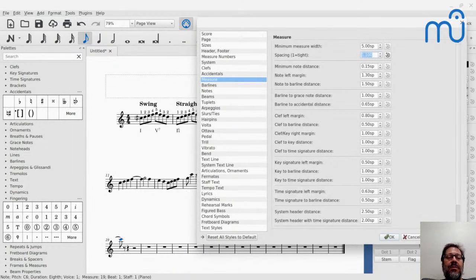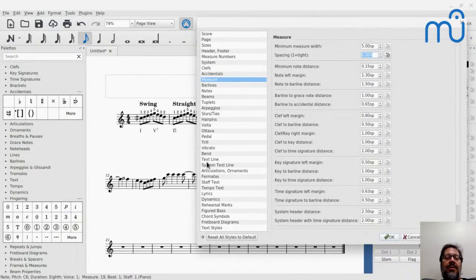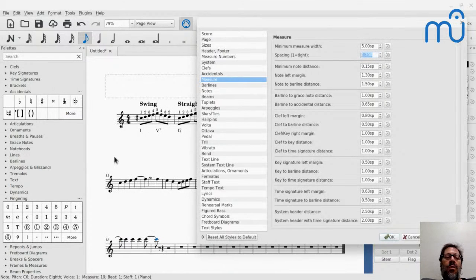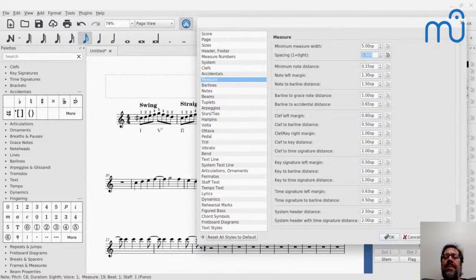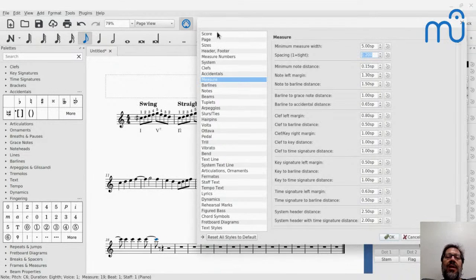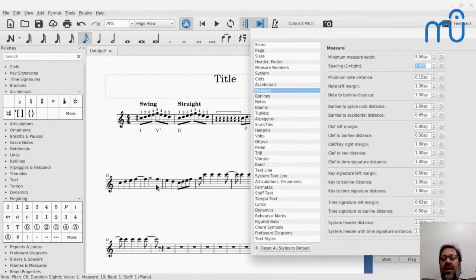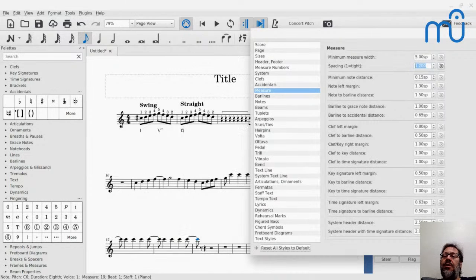If I lower this, you'll see everything suddenly gets closer together. Lower it even more, it gets closer together still. Everything gets really, really tight. So the default 1.2 is just a factor that adds into that equation somehow. For some purposes, like if you're trying to squeeze as much orchestral music onto a page as you can, that's a good way to go. But for a lot of purposes, like lead sheets, this is way, way too crowded.